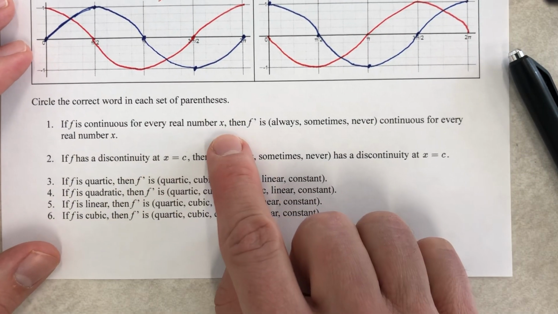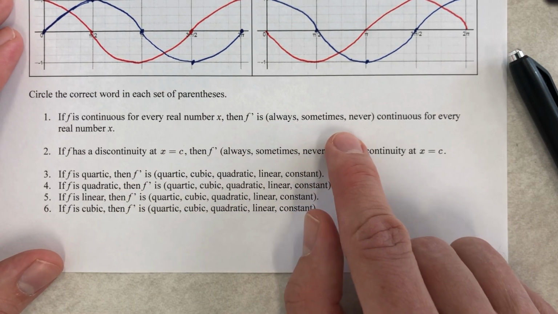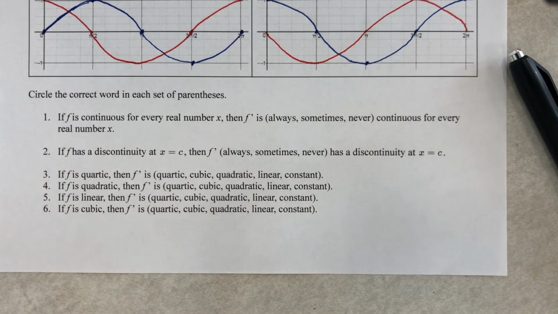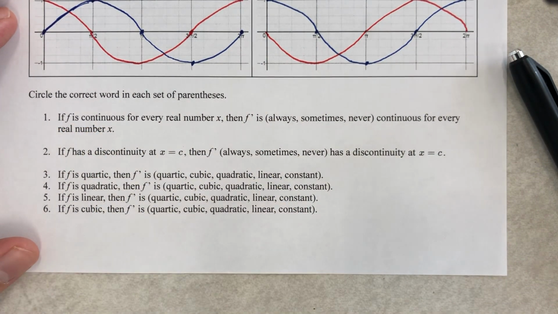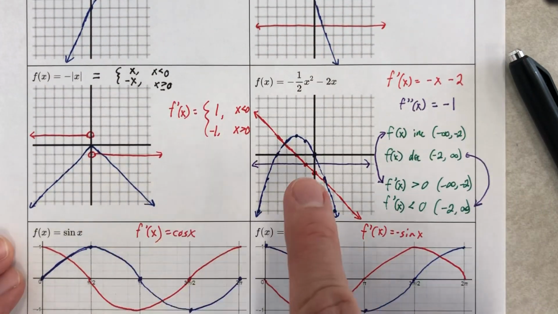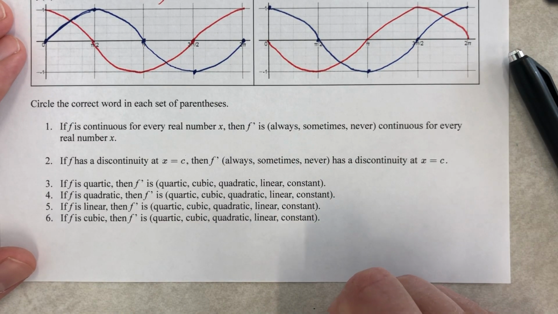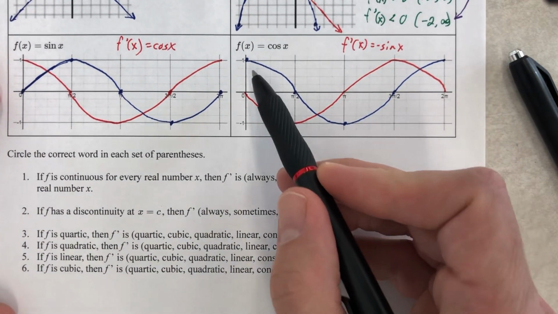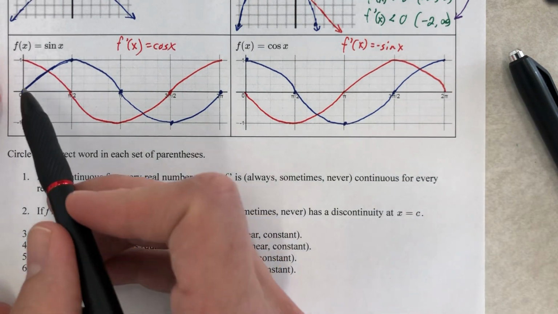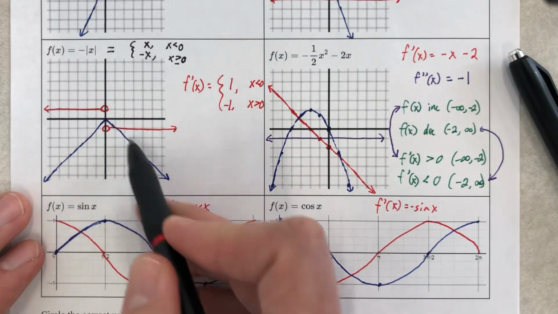If f is continuous for every real number x, then the derivative is always continuous, sometimes continuous, never continuous for every real number x. Every real number, we're just not playing with imaginary numbers, as fun as they may be. So if a function is continuous, think of a continuous function, like this one, or this one, or this one. They're all continuous. Then the derivative is continuous. Always? Let's think of an exception, if possible. Original function continuous, derivative continuous.